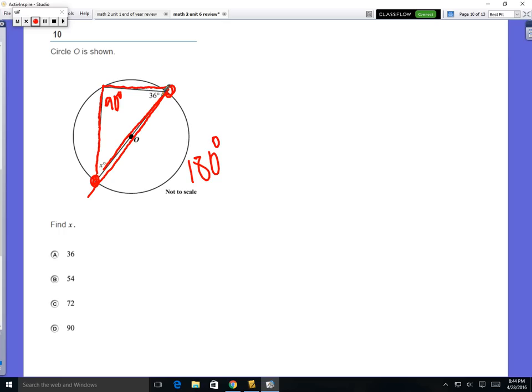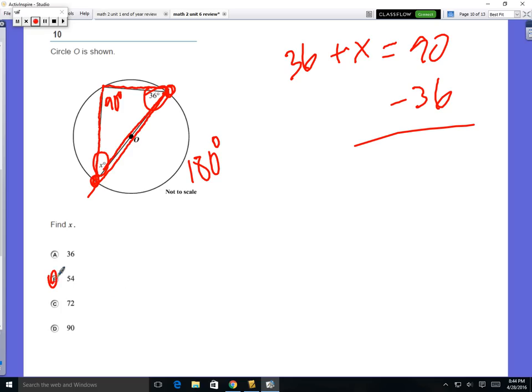And since that is a triangle, there's 180 degrees in a triangle. So that means this angle and this angle must be 90. They must be supplementary. They've got to add up to 90. So 36 plus x equals 90. So 90 minus 36 should give you x.